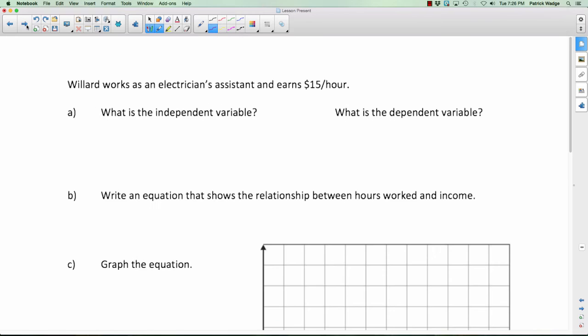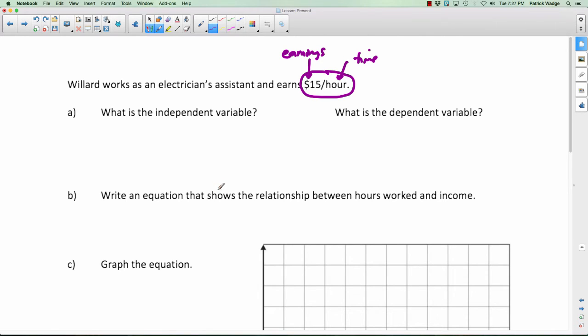One last question, although it's got a lot of parts to it. Willard, it's a great name. Willard works as an electrician's assistant and he earns $15 an hour. What's the independent variable? What's the dependent variable? Well, I guess their rate is right here, isn't it? $15 an hour. So what do we got? Hour is time. And the $15 an hour, that's like his earnings. How much he earns. Money earned, if you want. So which one's independent?